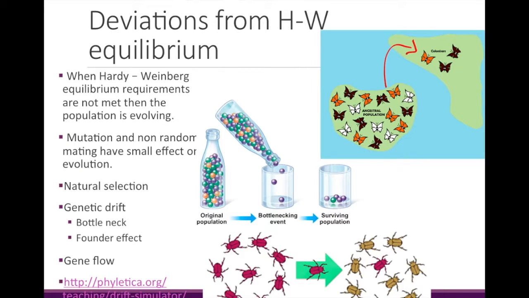There are two specific examples of genetic drift, the bottleneck effect and the founder effect. The bottleneck effect happens when a large population is suddenly wiped out and only a small number of members survive.